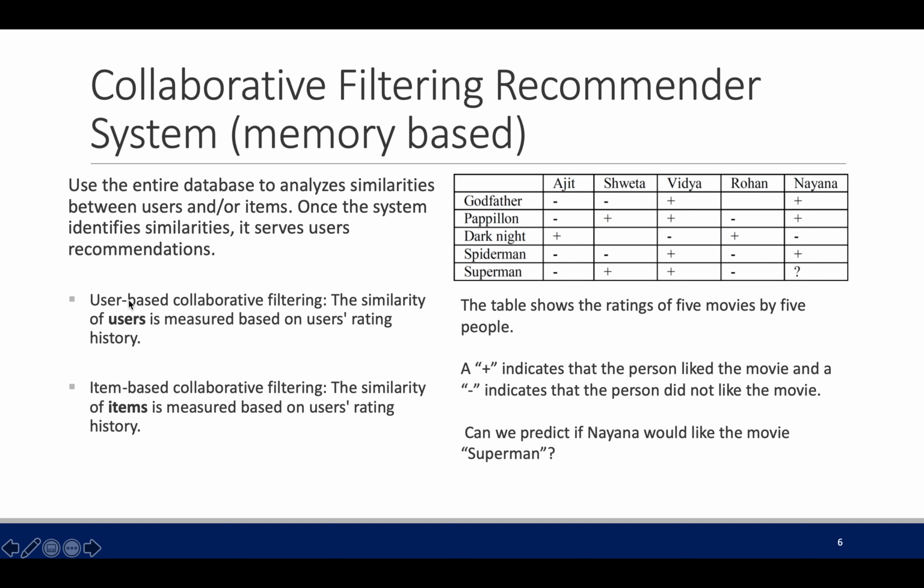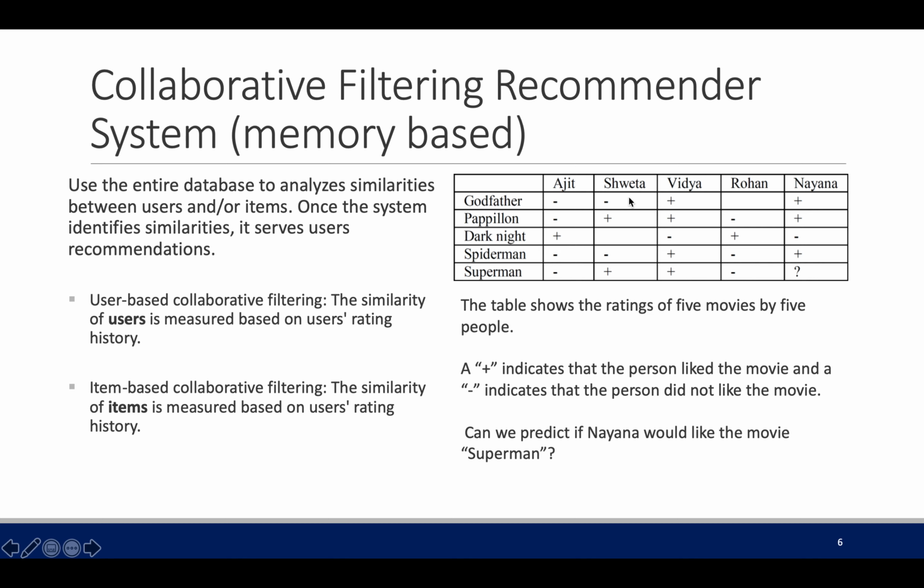This method has two different approaches. The first approach is called user-based collaborative filtering, and in this approach, the similarity of users is measured based on the user's reading history. The second approach is called item-based collaborative filtering, and in this approach, the similarity of items is measured based on the user's reading history. We can simply show the difference between the two approaches by using one example.